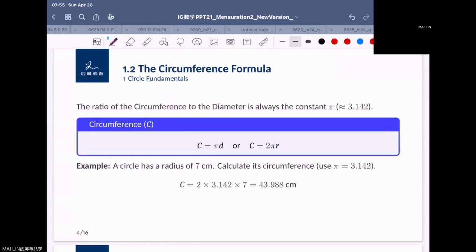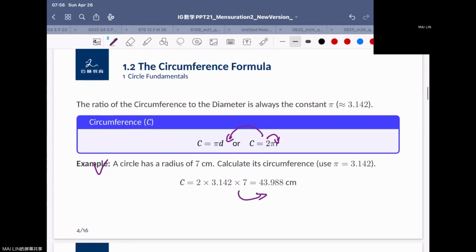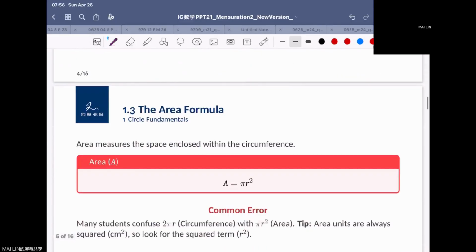Okay, so for the formula for circumference, we can say that the circumference can be written as 2 times pi times r, or circumference equals pi times d, because 2 times radius equals the total diameter. Okay, so for example, if a circle has a radius of 7 centimeter, calculate the circumference. So the circumference equals 2 times pi times the radius, 2 times 3.142 times 7 equals 43.988 centimeter. Okay, that is for this formula.